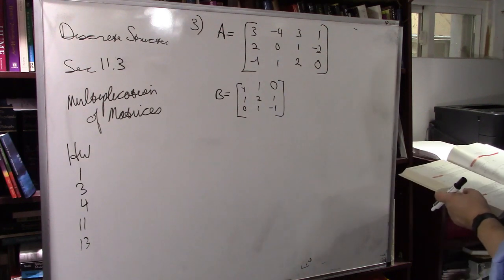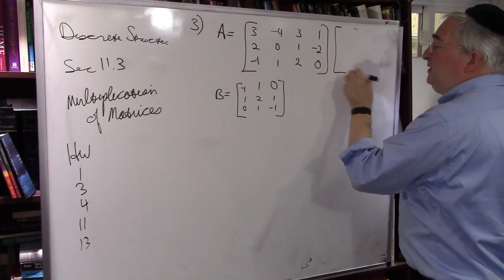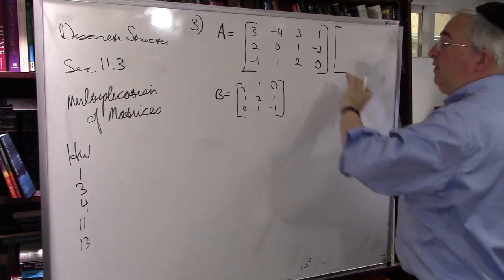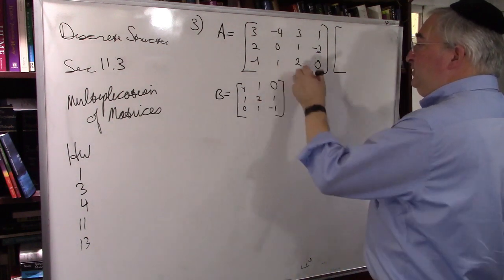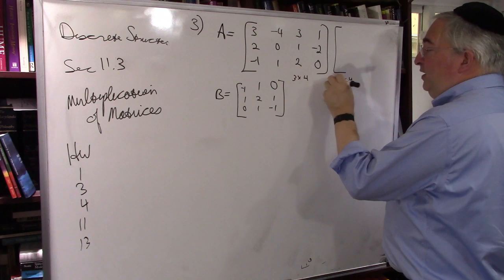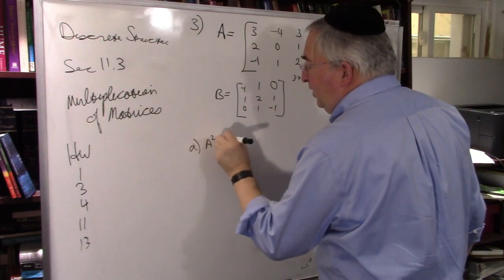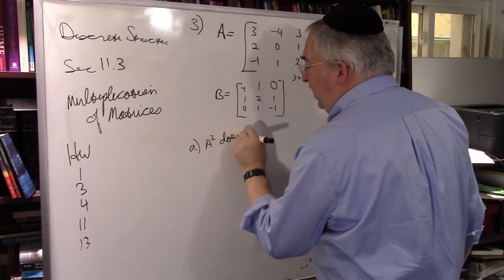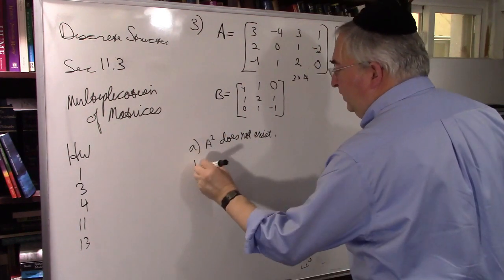Okay, great. So first they ask for A squared. Now that's a pain in the neck. So A squared, that's not possible. Why? Because this is a 3 by 4, and this is a 3 by 4. They don't multiply. So A squared does not exist. That's nice.